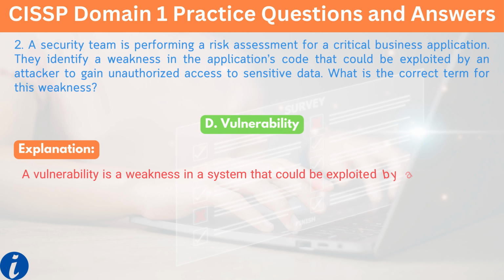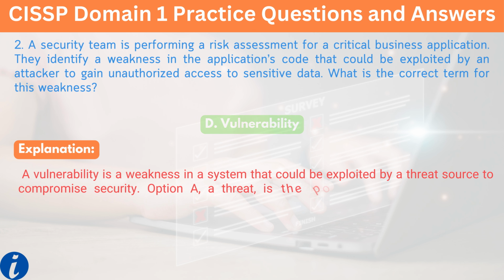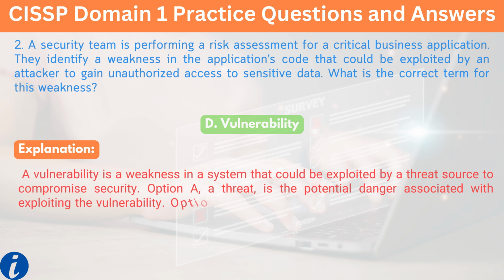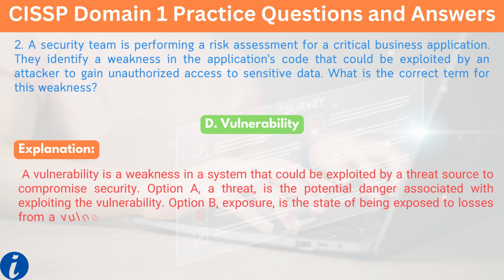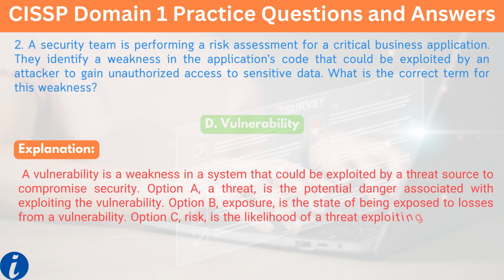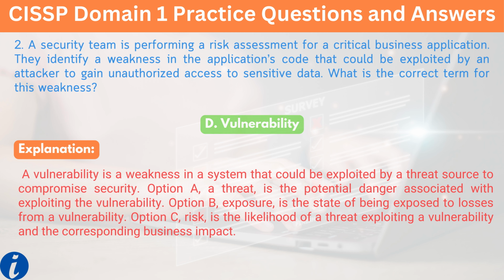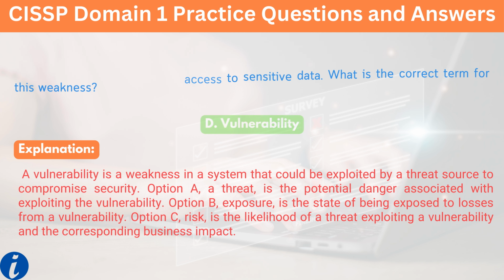Vulnerability. Explanation. A vulnerability is a weakness in a system that could be exploited by a threat source to compromise security. Option A. A threat is the potential danger associated with exploiting the vulnerability. Option B. Exposure is the state of being exposed to losses from a vulnerability. Option C. Risk is the likelihood of a threat exploiting a vulnerability and the corresponding business impact.